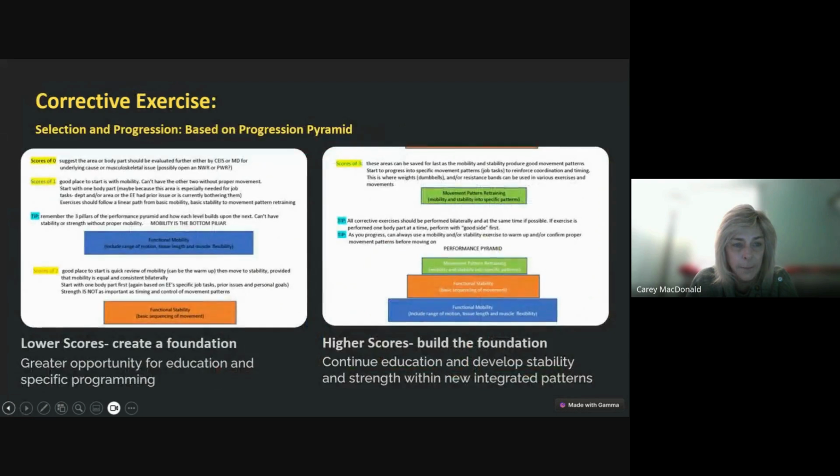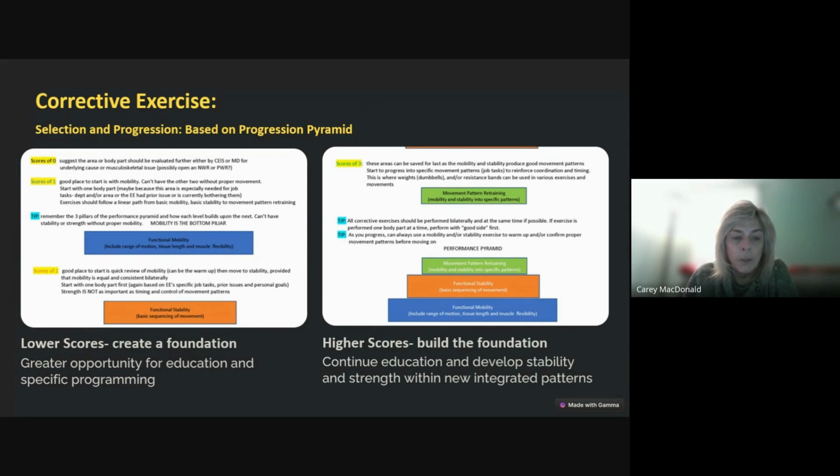Thanks, Lexi. So this builds again, and it's small, which is why, if you want a copy of the presentation, I have no problem sharing it. So with the lowest scores, we wanted to create that foundation. Again, we want that nice solid foundation.